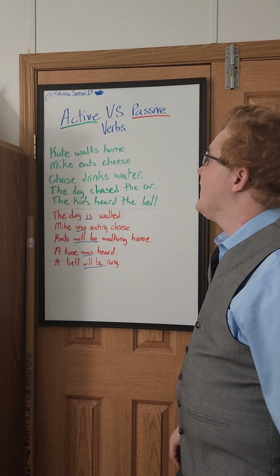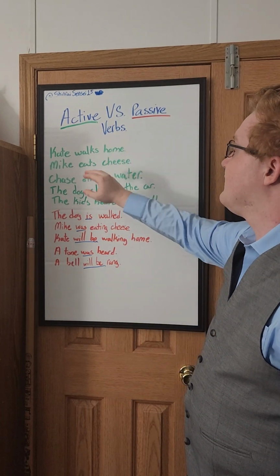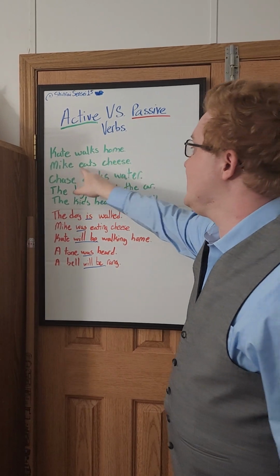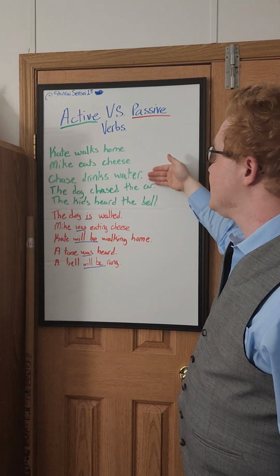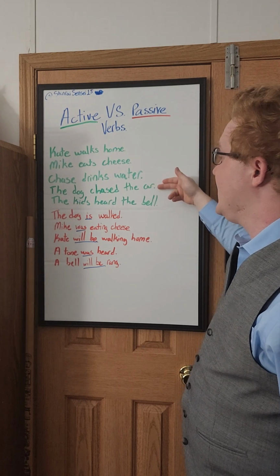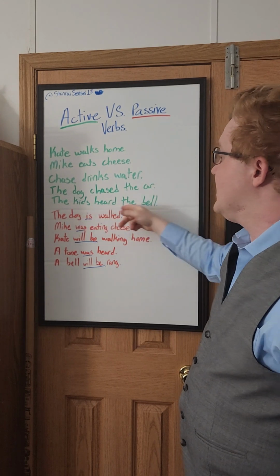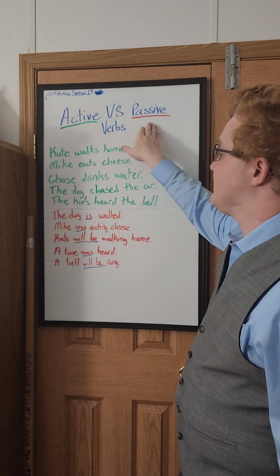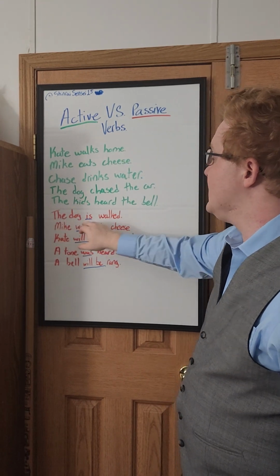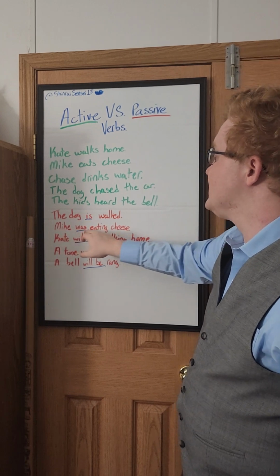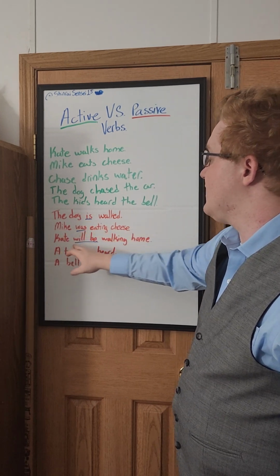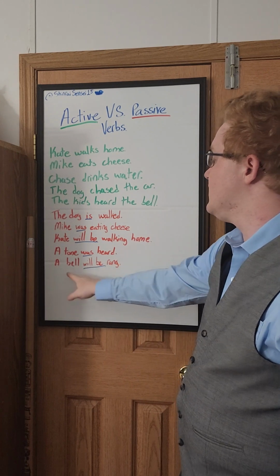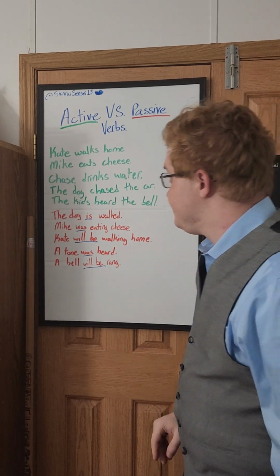And to clarify that, we will have some examples here. The active verbs: Kate walks home, Mike eats cheese, Chase drinks water, the dog chased the car, the kids heard the bell. And in the passive verbs case, we have: the dog is walked, Mike was eating cheese, Kate will be walking home, a tone was heard, a bell will be rang.